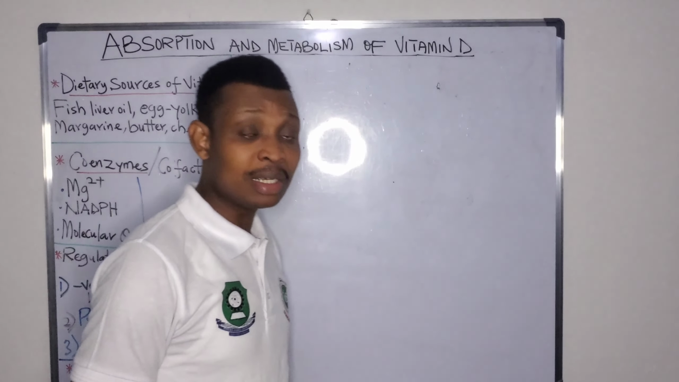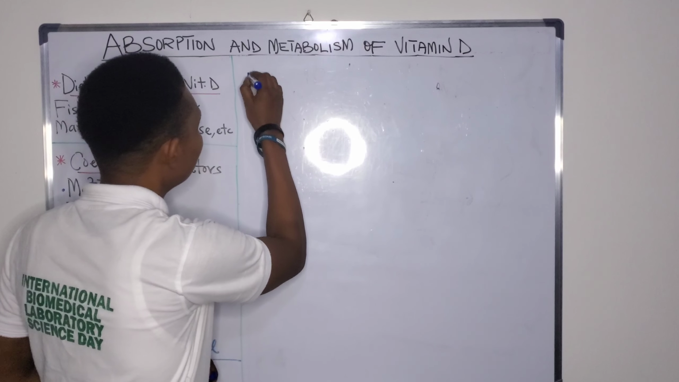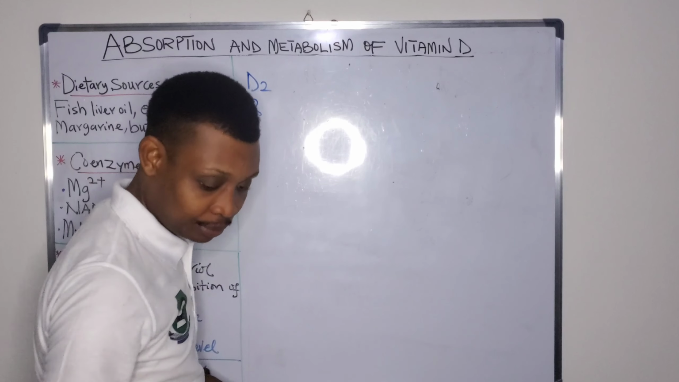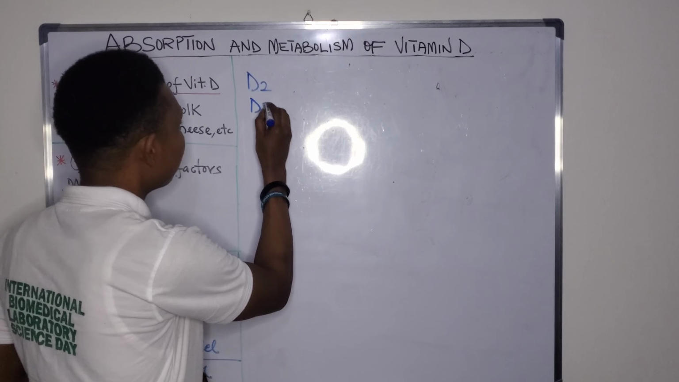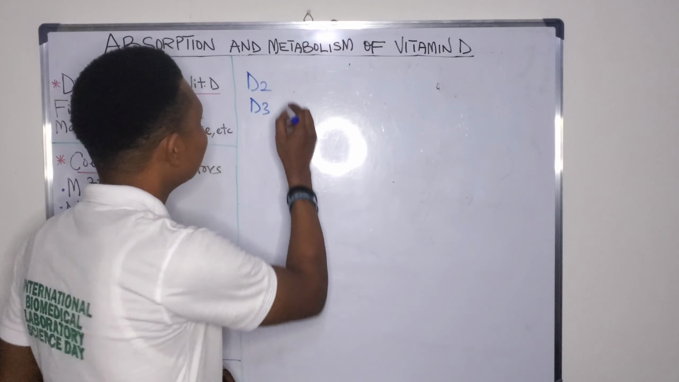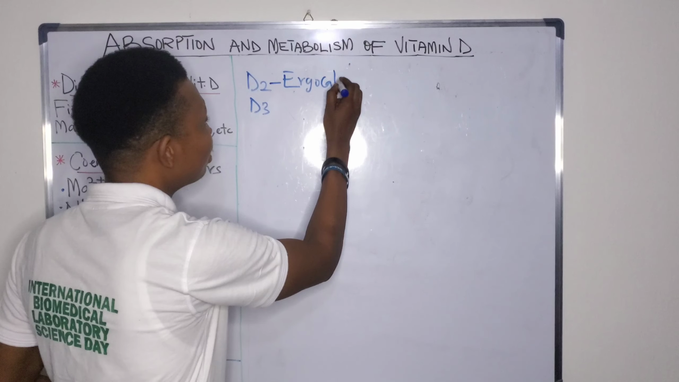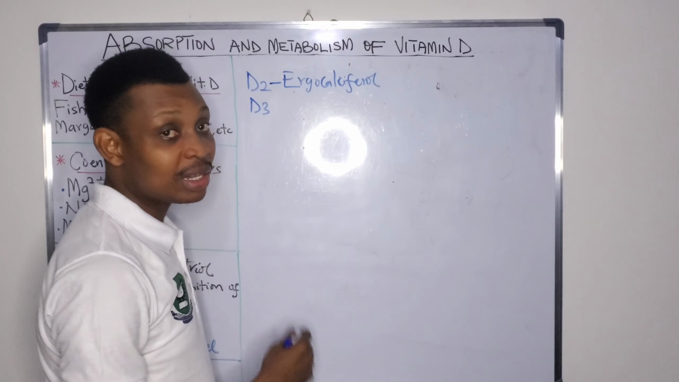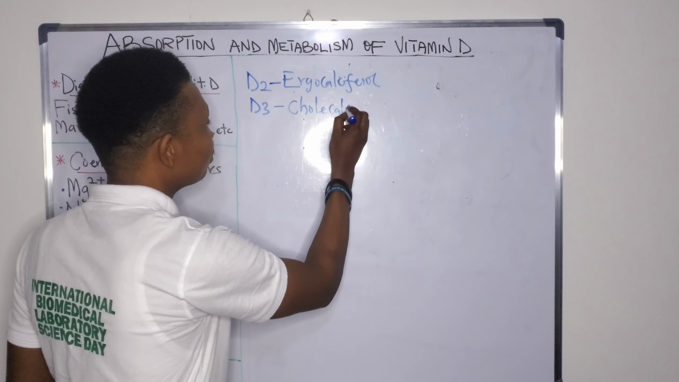So, vitamin D occurs in two forms. We have vitamin D2 and then we have vitamin D3. Now, vitamin D2 is called ergocalciferol, while vitamin D3 is called cholecalciferol.